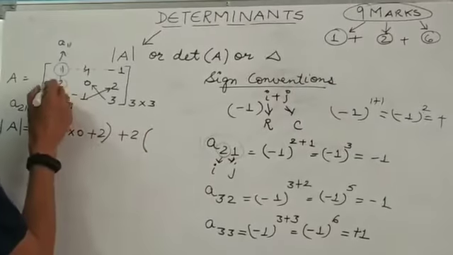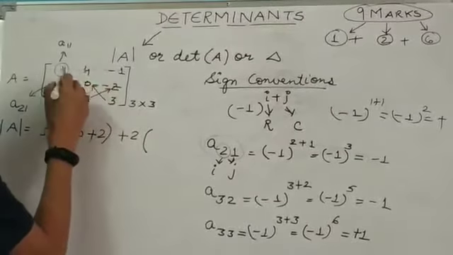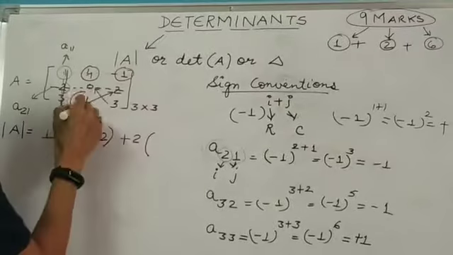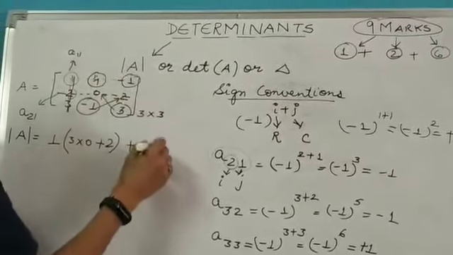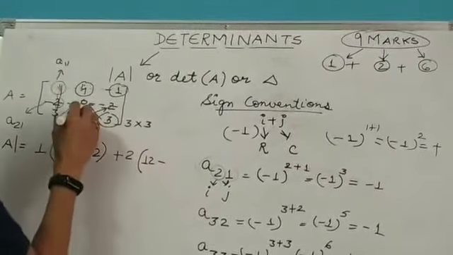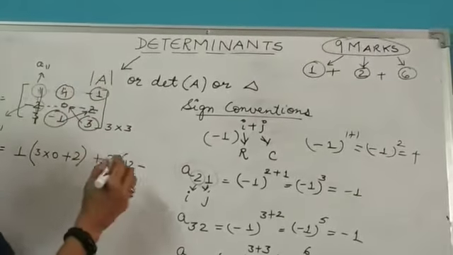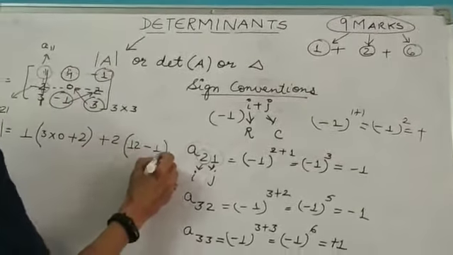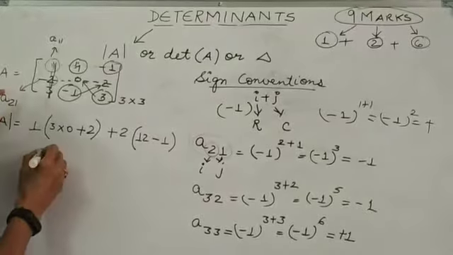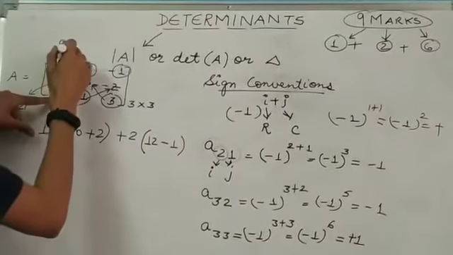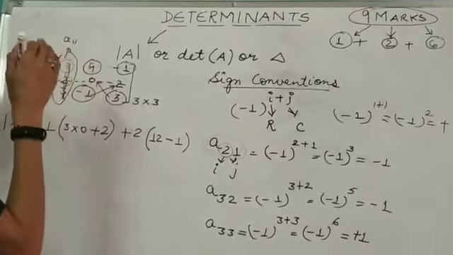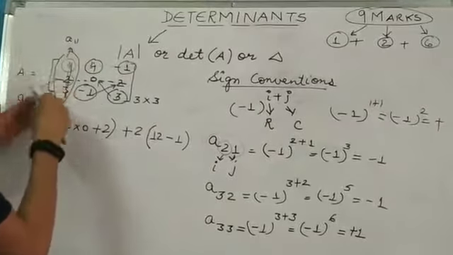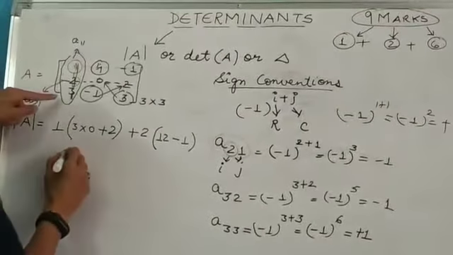So again you delete this row and this column. Now you are left with these numbers. So 3 into 4 is 12 minus 1 into minus 1, which will be plus 1. So it will be just plus 1. Now again I am taking this 3. That means I am expanding this matrix along my first column. So I will be writing 3.